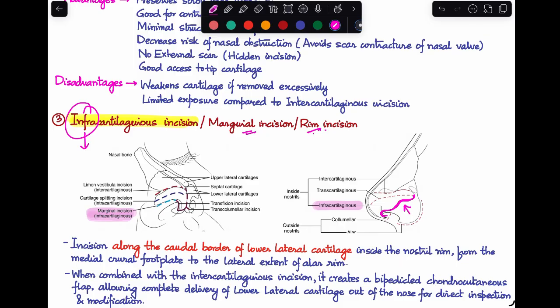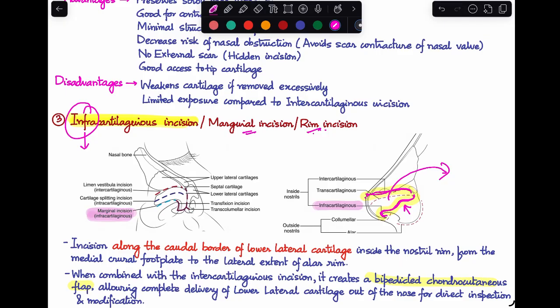Now, another part that you need to know is this: if you combine this incision with the intercartilaginous incision, it will create a bipedicled chondrocutaneous flap. Because this is the total incision, if we combine them, it will allow the complete delivery of the lower lateral cartilage out of the nose for direct inspection and modification. So this is the added advantage: we can create a flap using this.